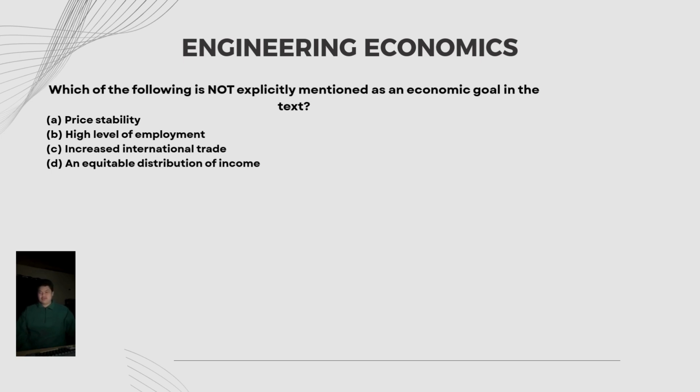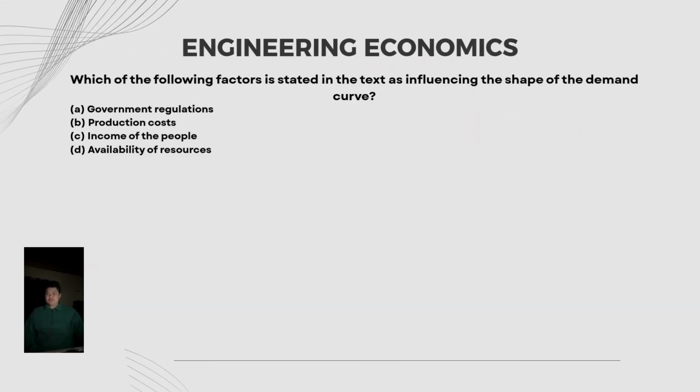Which of the following factors is stated in the text as influencing the shape of the demand curve? A. Government regulations. B. Production costs. C. Income of the people. D. Availability of resources. The answer is C. Income of the people.